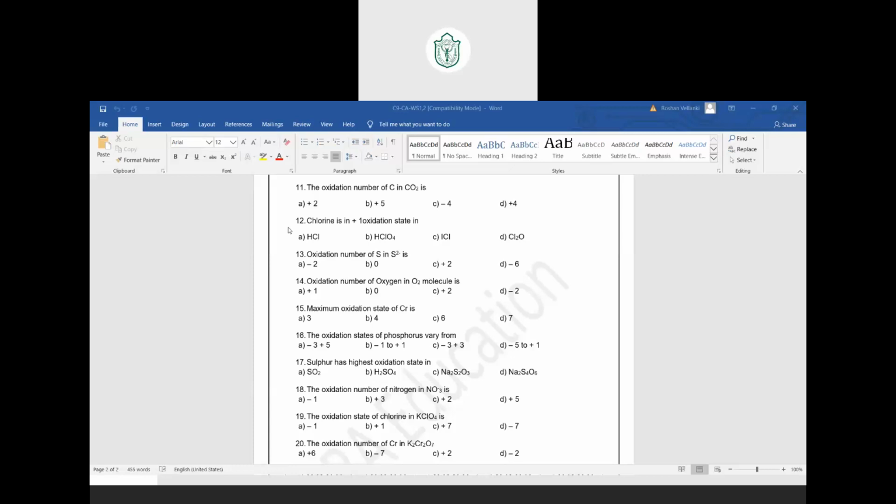Jutika saying option B. Okay, Pratyaksh, you saying B.